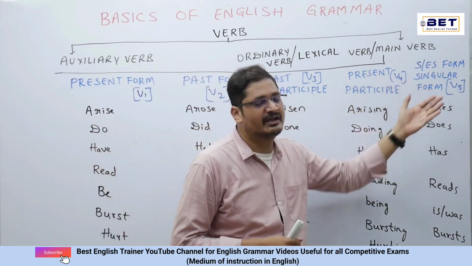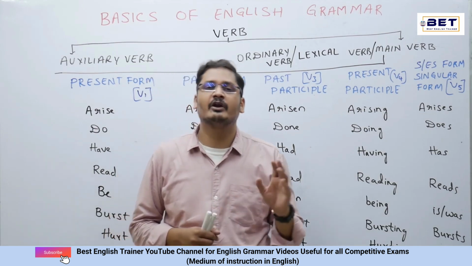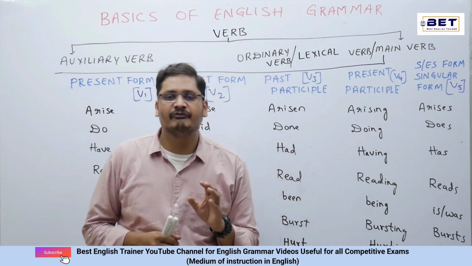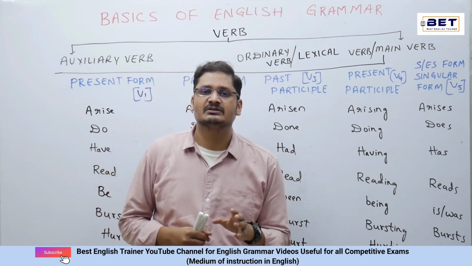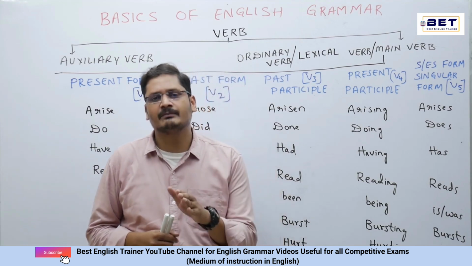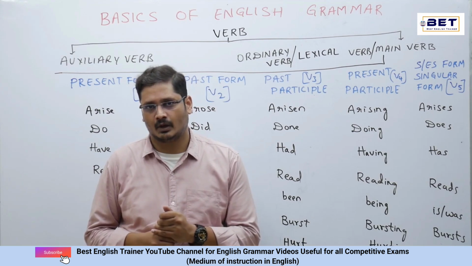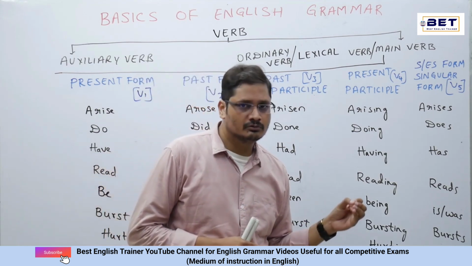We have the V5, that is the singular form or S or ES form. Now where do we use this? This verb form we generally use in the simple present tense, for the singular subjects. For example, he, she, it plus V1 plus S or ES. Okay? Yes. Now let's look into the words.